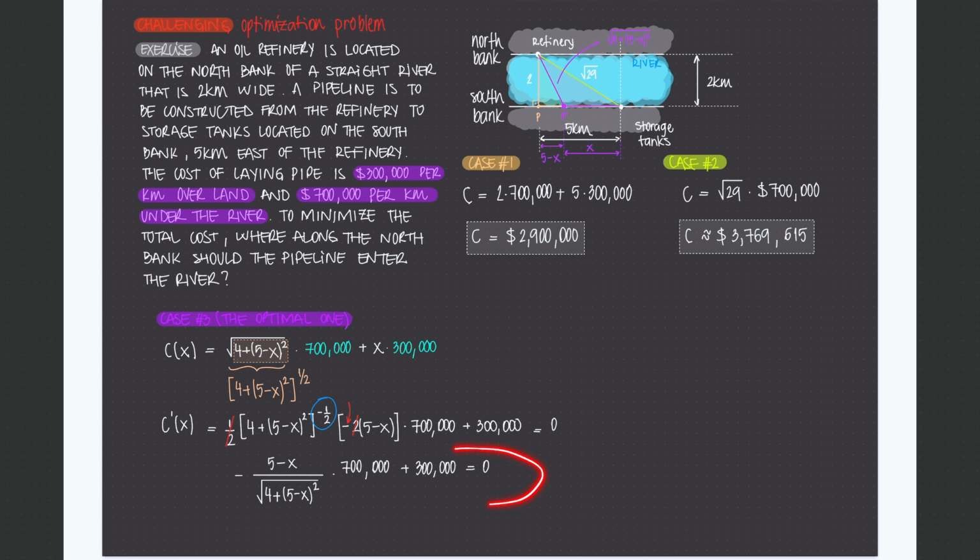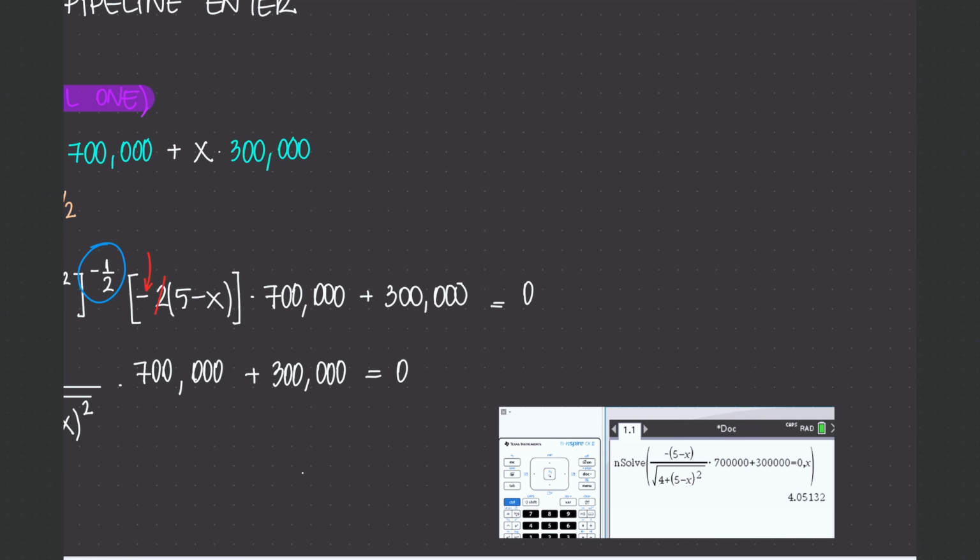Now, before you plug this into the numeric solver of your calculator, do know that x cannot be greater than 5, and it also cannot be smaller than 0. Therefore, you can use 0 and 5 as your lower and upper bounds respectively. And the x value that we get is approximately 4.05 kilometers.